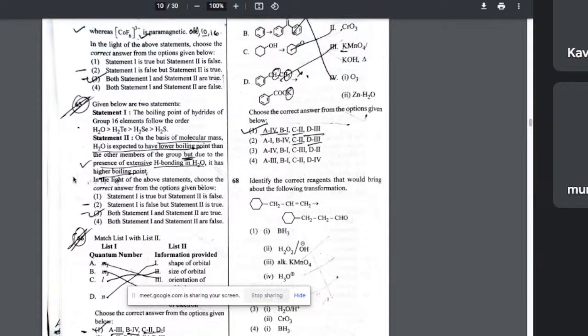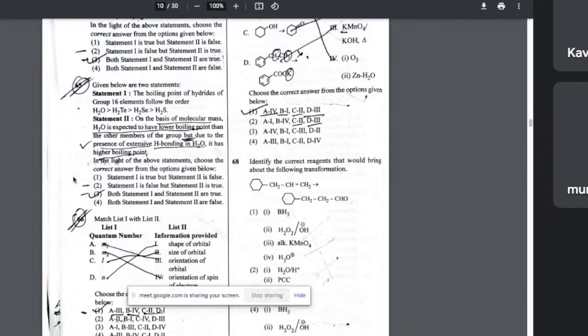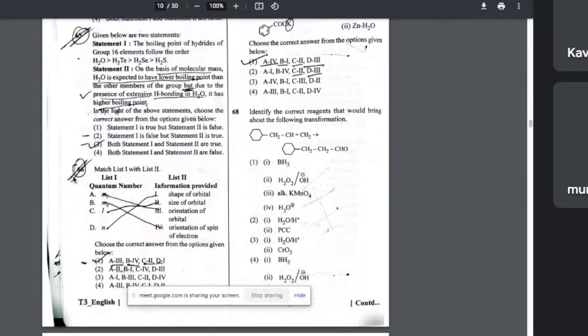Now statement second: on the basis of molecular mass, H2O is expected to have a lower boiling point than the other members of the group, but due to the presence of extensive hydrogen bonding in water, it has a higher boiling point. Yeah, that is correct. If we go down the group in hydrides of group 16, boiling point increases because molar mass increases. But there is an exception. Water should have the least boiling point, but it has the highest boiling point because of hydrogen bonding. So the answer to 65 is the third option: both statement first and statement second are correct.